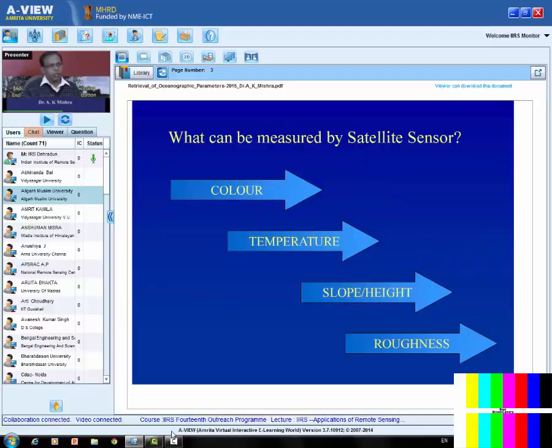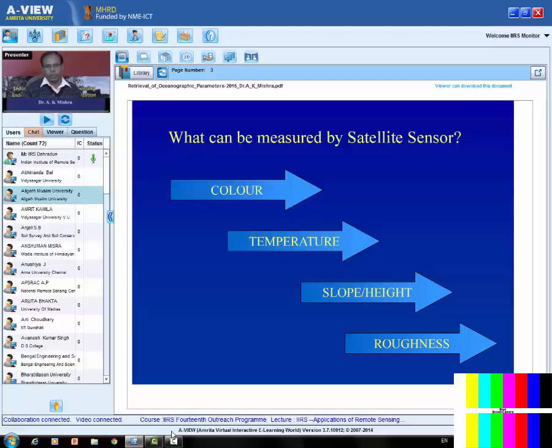What can be measured by satellite sensor? These four parameters can be measured by the satellite sensor. First is color of the ocean, it is blue, green or brownish, that can be sensed by visible remote sensing. Then the temperature information can be obtained from the thermal sensors and passive microwave sensors. And the slope and height information can be obtained from the active microwave sensor like altimeter.